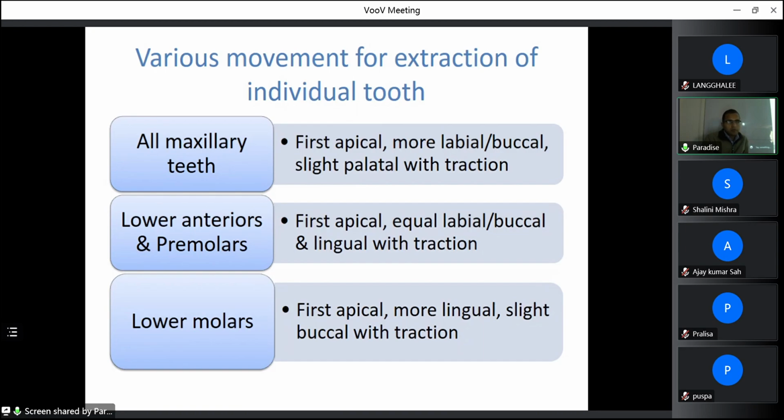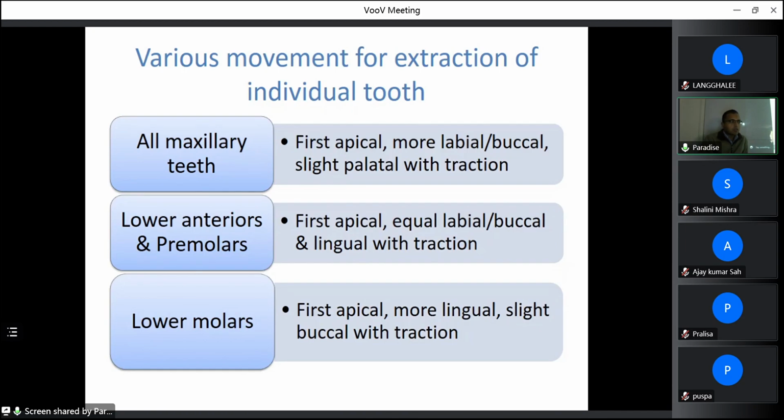So which force will you give? That depends on which tooth you are extracting and what type of bone is present in this region. In maxilla, there is thin bone labially or buccally, and thick cortical bone palatally. So the palatal bone will not expand. We have to give more buccal or labial pressure.